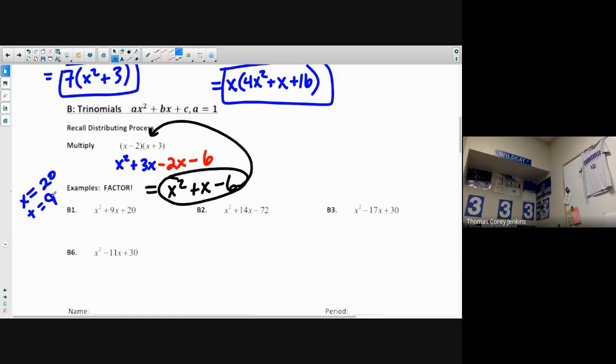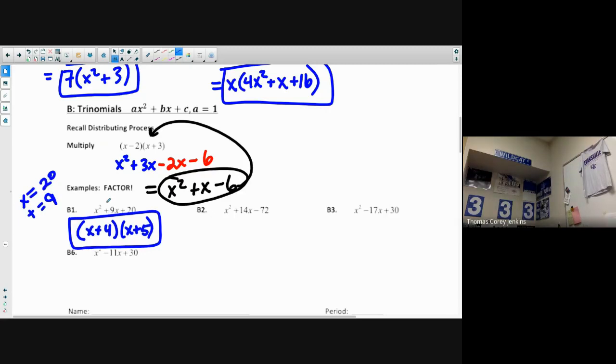All right, so think about your factors of 20: 1 and 20, 2 and 10, 4 and 5. So it ends up being 4 and 5, because 4 plus 5 is 9. At that point, I know my answer is X plus 4 times X plus 5. And obviously I could multiply those out. I could FOIL that out, and I should see X squared plus 9X plus 20.